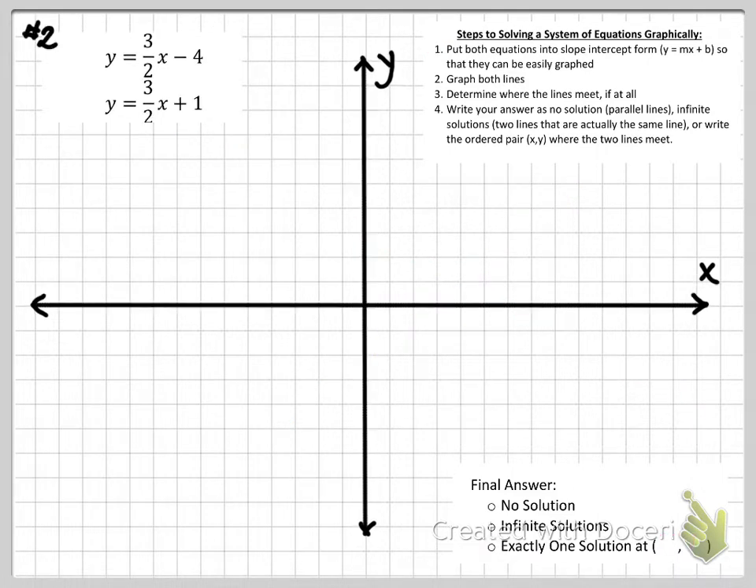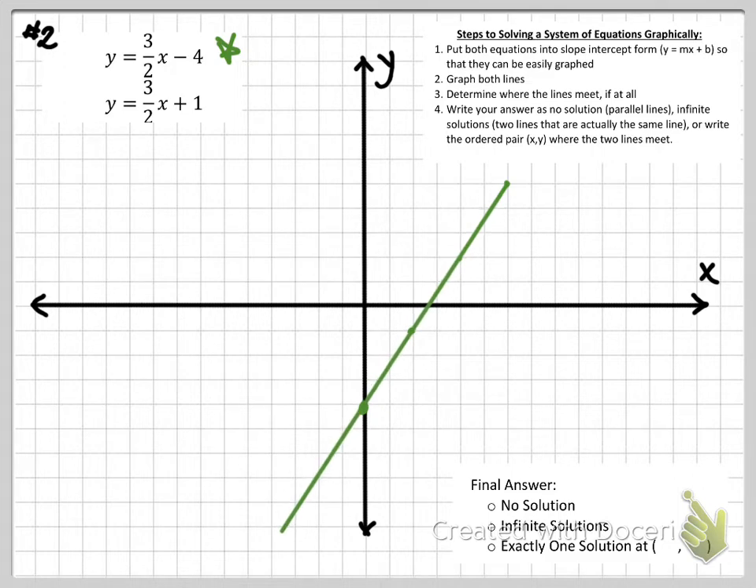Now we have y equals 3/2 x minus 4 and y equals 3/2 x plus 1. So I'll use green for the first one. As you can see, the y-intercept is negative 4, so that's down here. And so from there, we're going to go up 3 over 2, up 3 over 2, up 3 over 2. Then I'm going to take a minute and draw a line to connect all of these points.